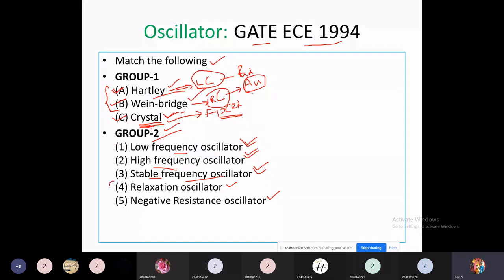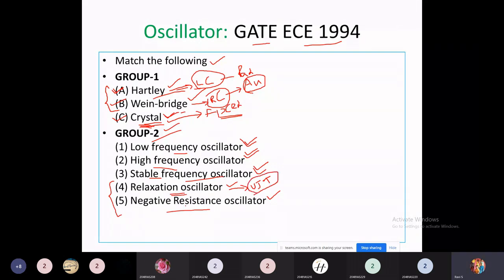Sir, we have two more options, right? One is relaxation oscillator. The other one is negative resistance oscillator. Relaxation oscillator is normally constructed by UJT, uni-junction transistor. By connecting some capacitor at its gate terminal, we have to charge and discharge the capacitor. Based on that, it produces some output. This is called a relaxation oscillator. This is constructed by using UJT.